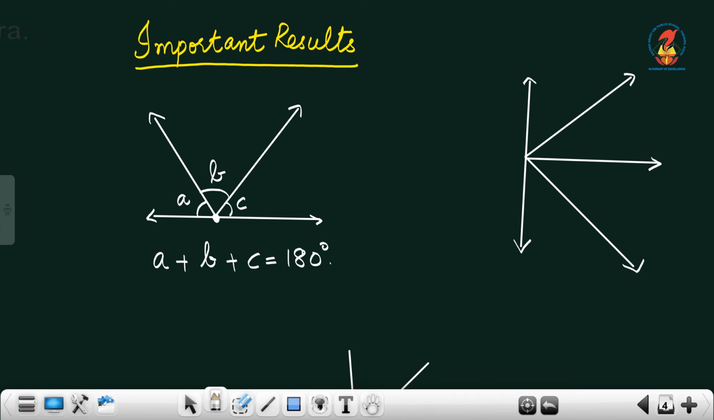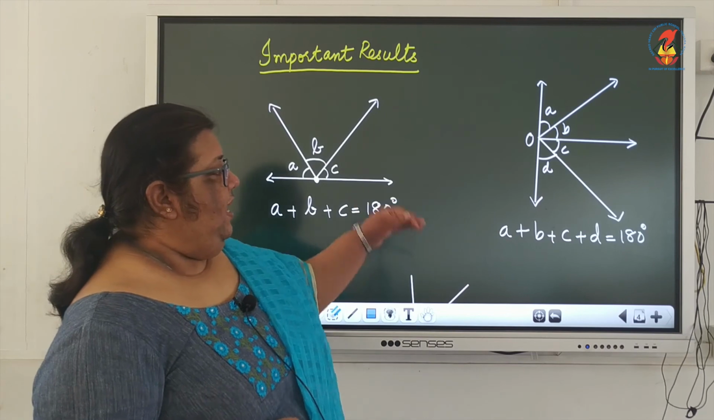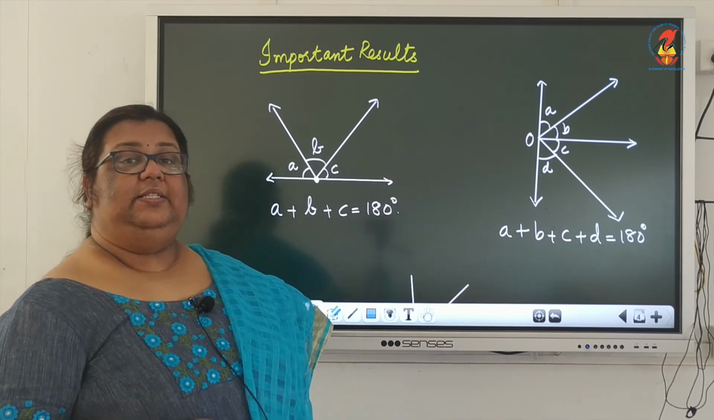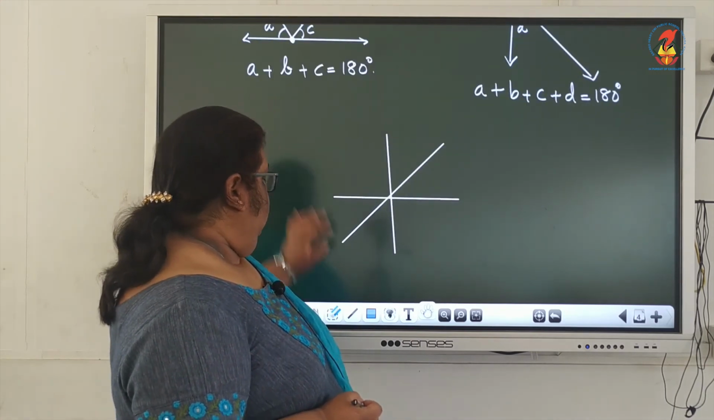Similarly here also, from the point here, let's say O, I have drawn lines. The angles are A, B, C, D. That means A plus B plus C plus D is equal to 180 degrees. On one side of the line, from one point, if you get many angles, the sum of all the angles will be equal to 180 degrees. Now the second result.